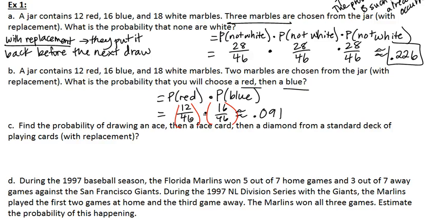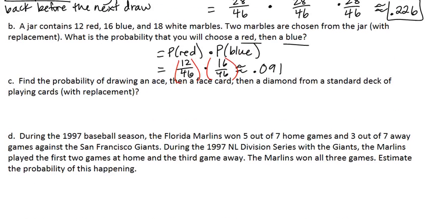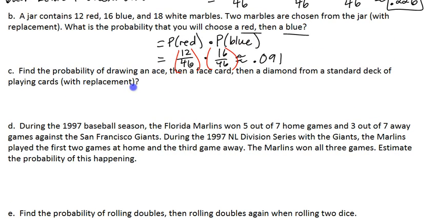Part C, find the probability of drawing an ace, then a face card, and then a diamond from a standard deck of playing cards with replacement. So again, all of these so far have been independent events because we've replaced the card or the marble before picking the next one. All right, so I want an ace, and then I'm looking for a face card, and then I'm looking for a diamond.